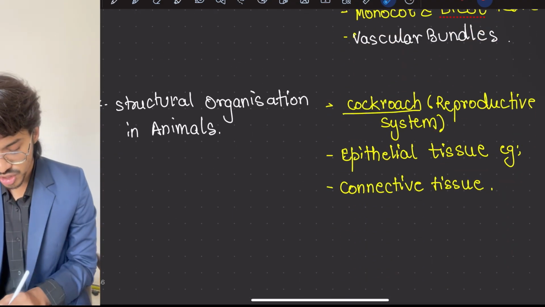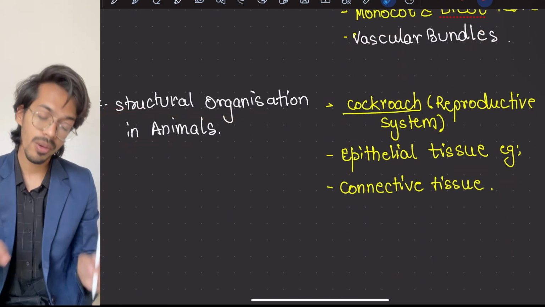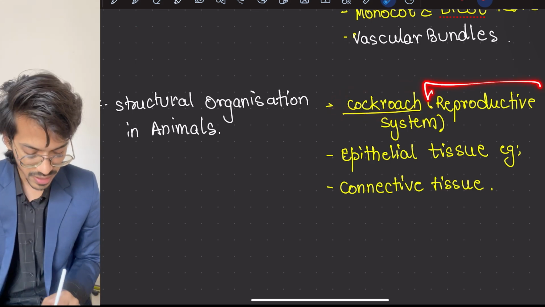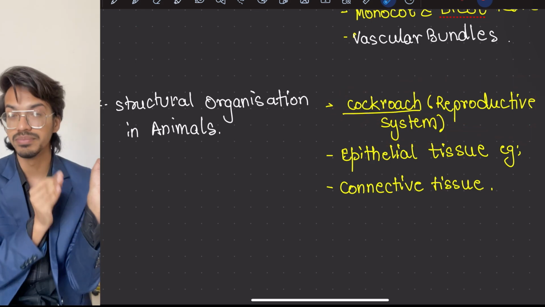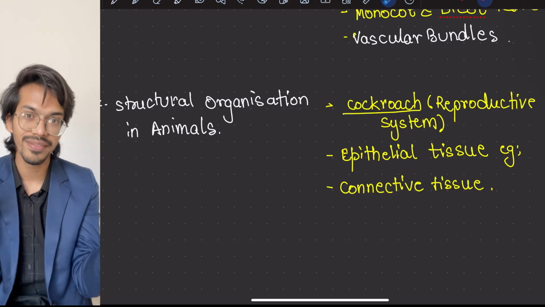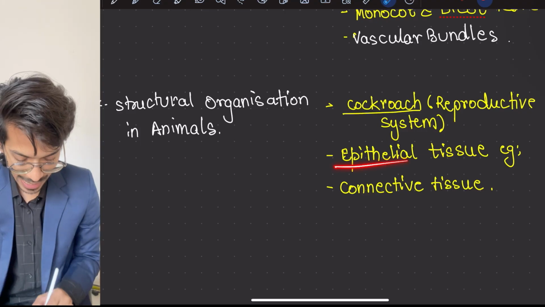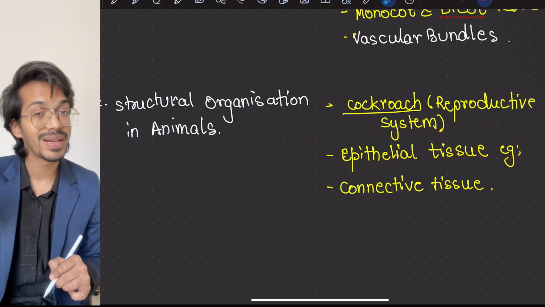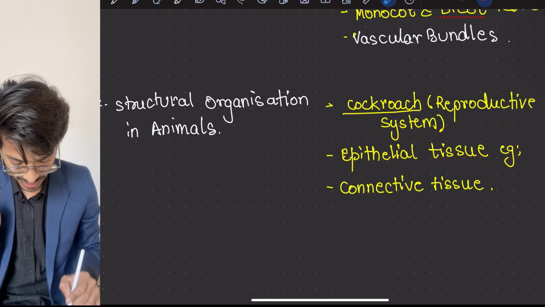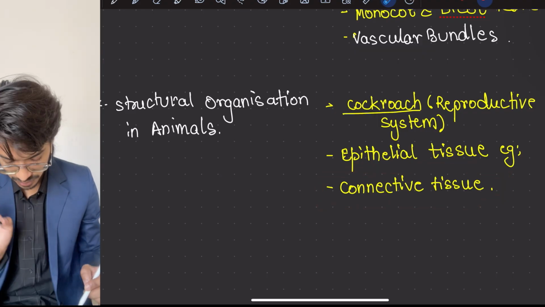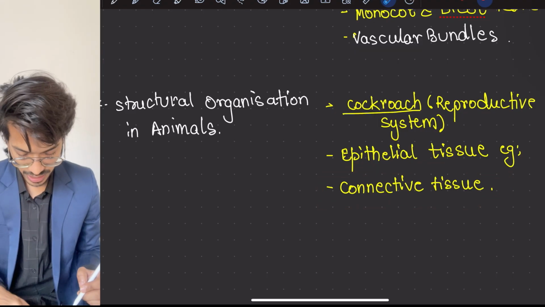Moving on to the next one, Structural Organisation in Animals. From here a cockroach question will come, more specifically the reproductive system is where the question can come, a statement can come. Of course you have to study everything, but the cockroach is the foremost important, one question will come. Next it will be the epithelial tissue, we have covered that in my series also because it's not given in the new NCERT. And connective tissue also, which we have covered in our series also, you should have studied it.